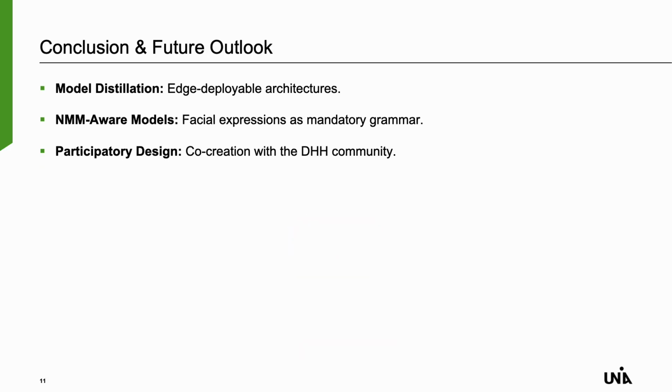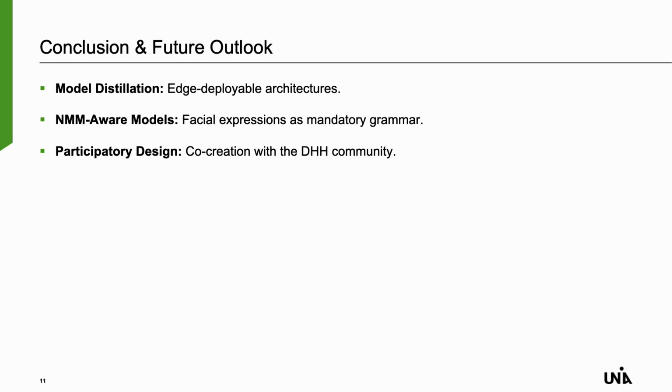To conclude, my review highlights that while large language models have successfully pushed sign language AI past the gloss bottleneck, we still have a long way to go before these tools are genuinely useful in the real world. Looking towards the future, I have identified three main priorities for the researchers. First, we need to focus on model distillation. We have to build edge-deployable architectures that can actually run on a smartphone.